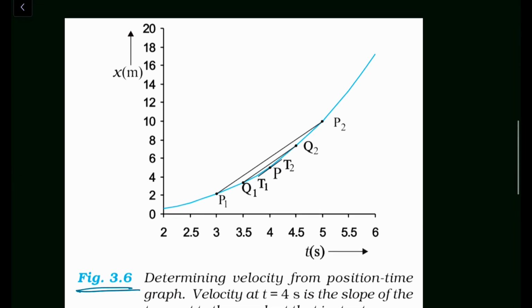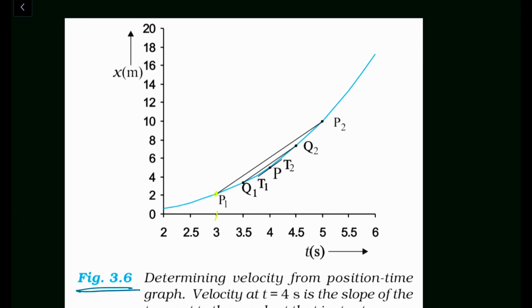An object is moving, and here in the x direction we have the time, defined by small t, and this s is the unit, second. That means along the x-axis we have the time in seconds, and along the y-axis we have x. X is nothing but the displacement, and this m represents the unit, meter. You can see that at different times the object's position is changing. Suppose at time t equal to 3 seconds, the object is at point P.